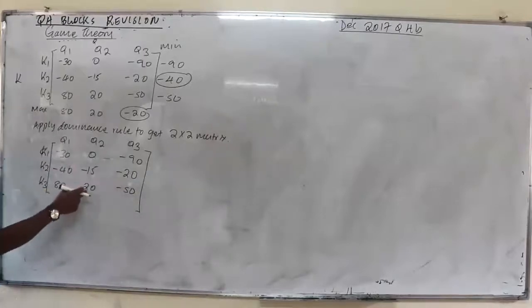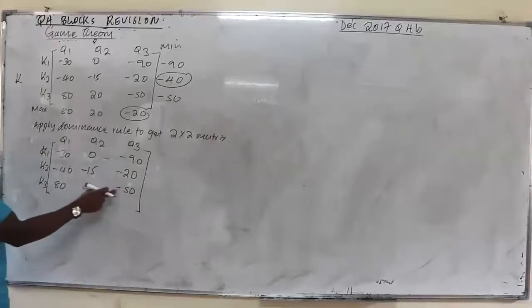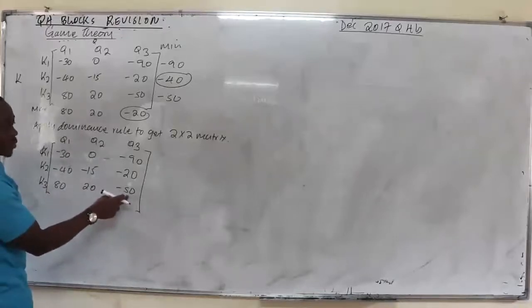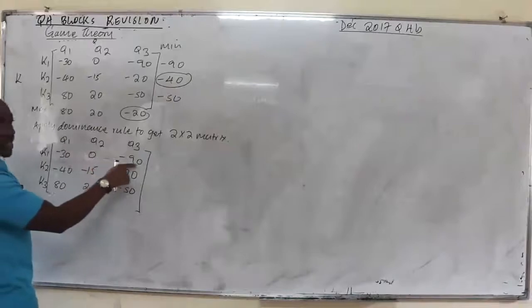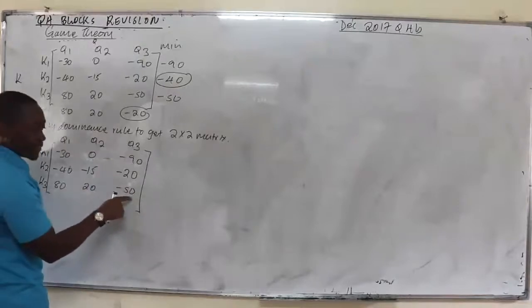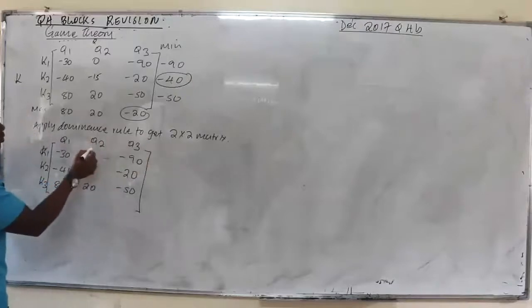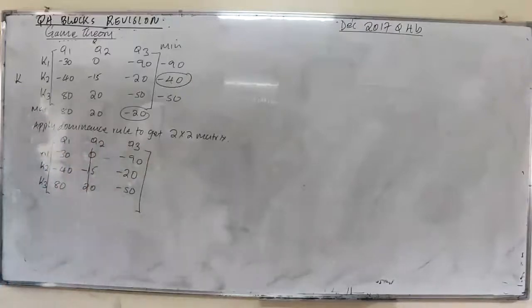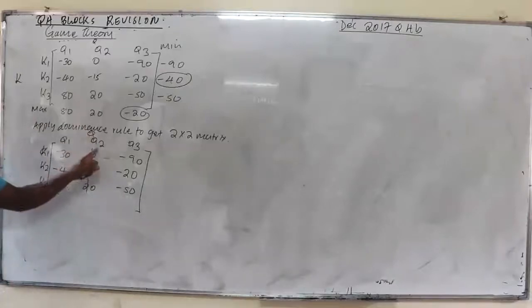Then lastly, 20, is 20 greater than 80? No, but is 20 greater than negative 50? Yes. So in this case, Q3 has passed the test. That means 0 is greater than negative 90. Negative 15 is greater than negative 20. 20 is greater than negative 15. So Q2 will be dominated by Q3. So Q will sacrifice strategy Q2.